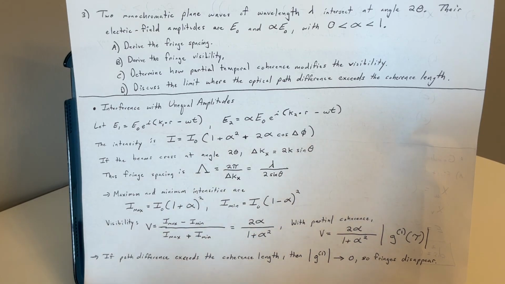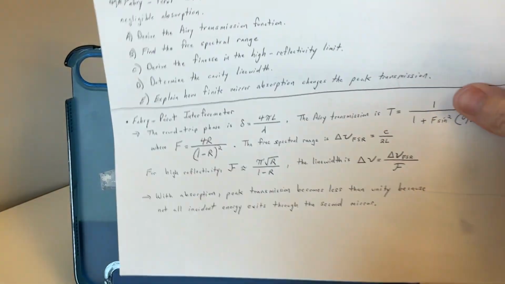With partial coherence here, V equals 2 alpha over 1 plus alpha squared times the absolute value of G1 of tau. And if the path difference exceeds the coherence length, then that magnitude of G1 approaches 0. So the fringes disappear. Okay, so that's number 3. Moving along to number 4.